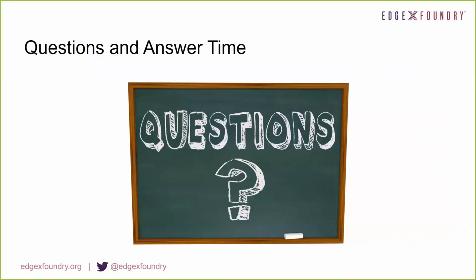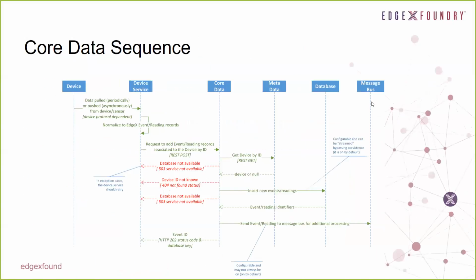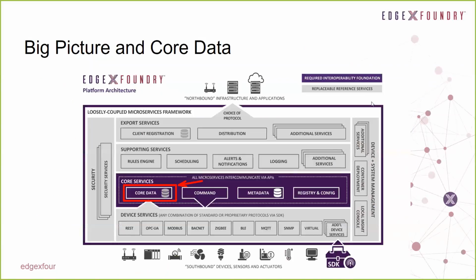Yeah, so the answer to that question is, and I'm going to buzz back to a diagram here because it's going to help me a little bit. Yes, when you turn off the persistence, obviously then the data would go through core data and not hit the database. It's still going to work its way up through the rest of the system, and so the rest of the system would expect it to be in that same model format. In fact, the device service has to get it into that event reading format. That's the way EdgeX works.